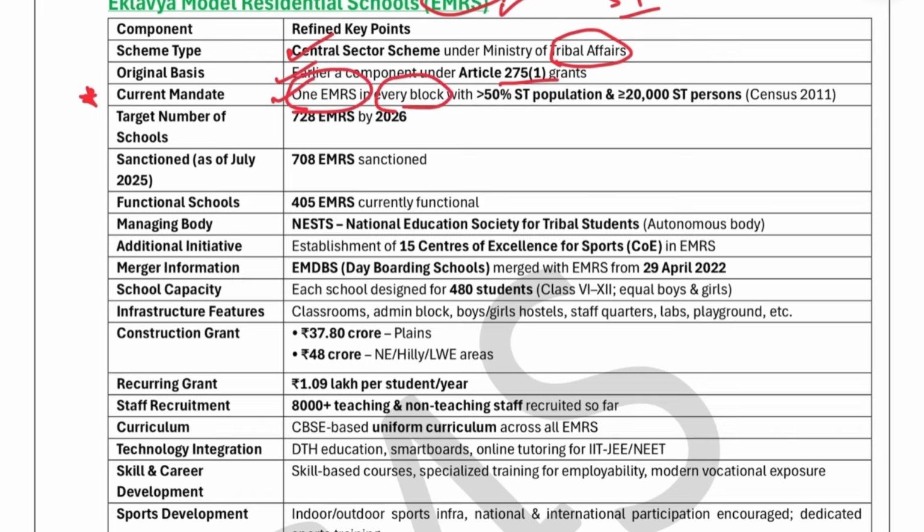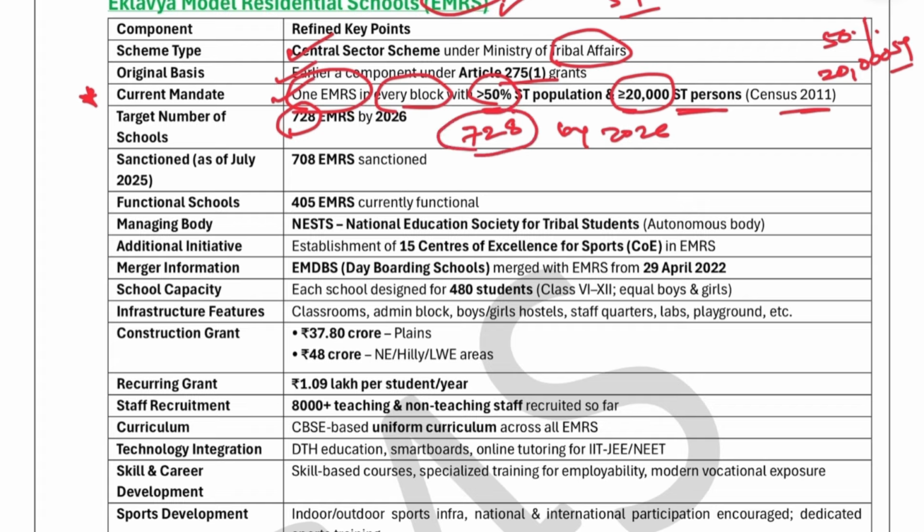We are targeting to establish one EMRS in every block. Every block with more than 50% ST population and more than 20,000 ST persons. Remember, 50% ST population or 20,000 ST persons, according to Census 2011. The target is 728 by 2026.